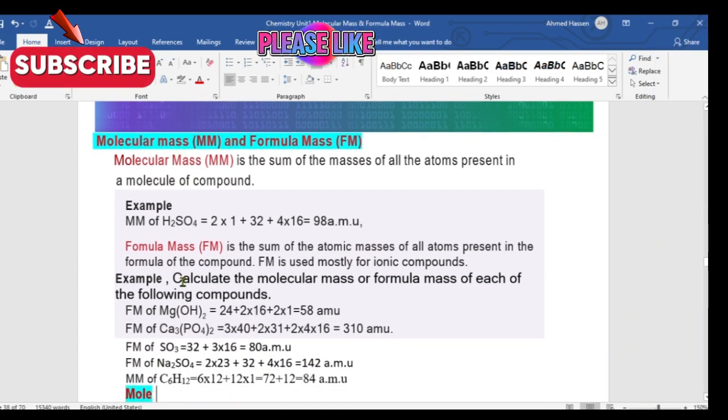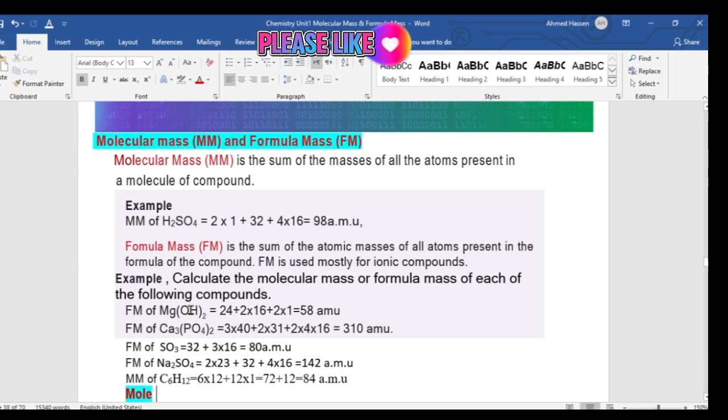The calculation of the molecular mass and formula mass of the compounds can be explained as follows. It is magnesium hydroxide containing 1 magnesium, 2 oxygen and 2 hydrogen. Therefore, 1 magnesium atomic mass 24, oxygen 16 times 2, 32, and hydrogen atomic mass 1 times 2, 2. Therefore, the summation of 24 plus 32 plus 2 is equal to 58 atomic mass units.